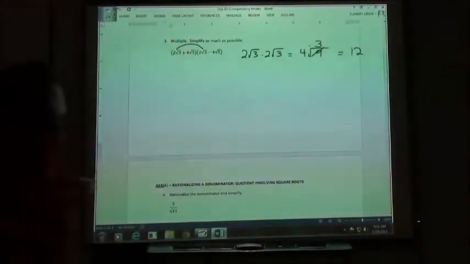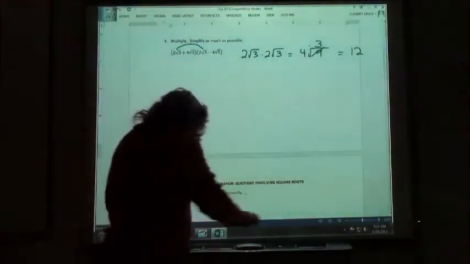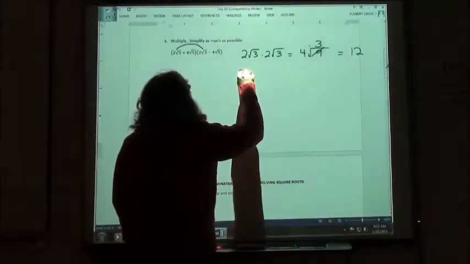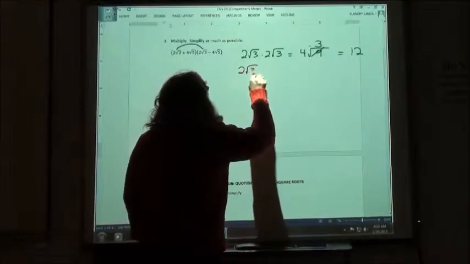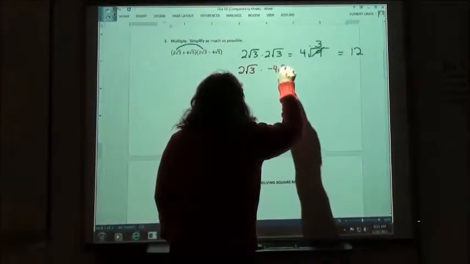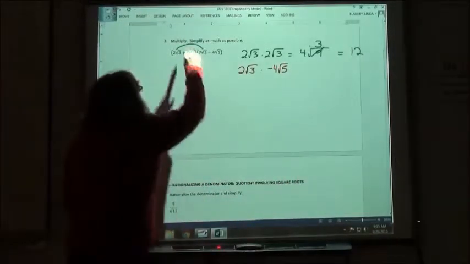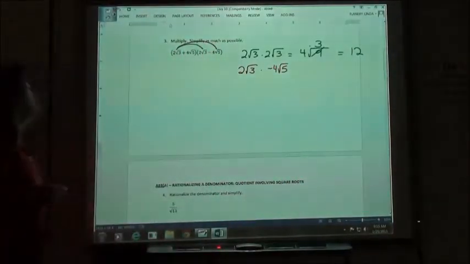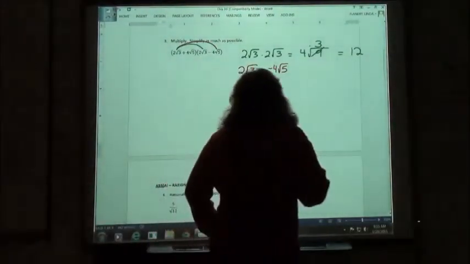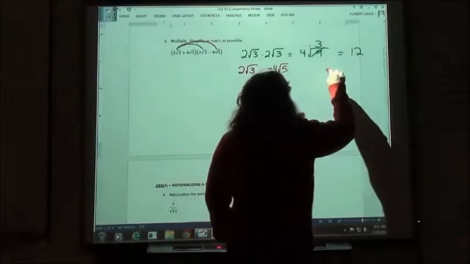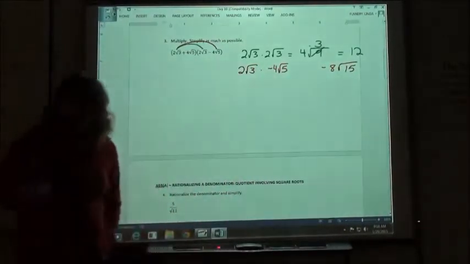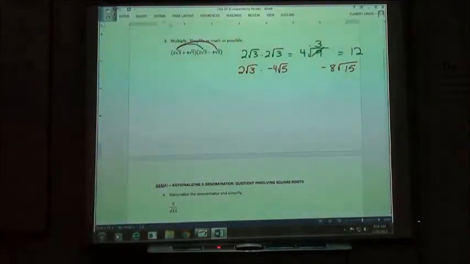So then we did the outside pair. The outside pair says I'm going to multiply what together? The 2 square root of 3 times negative 4 square root of 5. Exactly. So multiplying those, we would get negative 8 square root of 15, and square root of 15 we can't simplify any farther. It doesn't have any perfect squares in it.